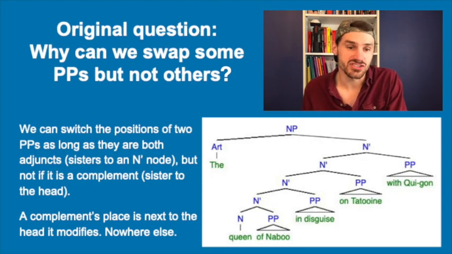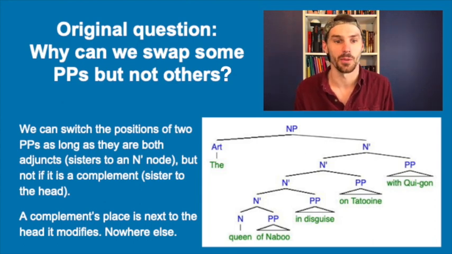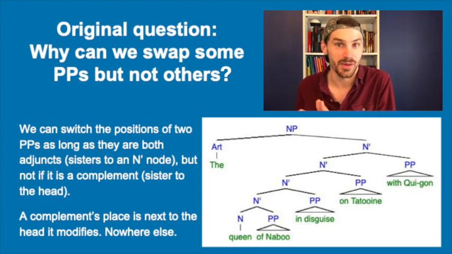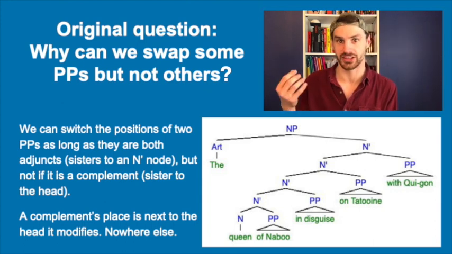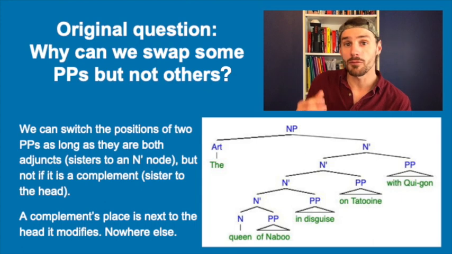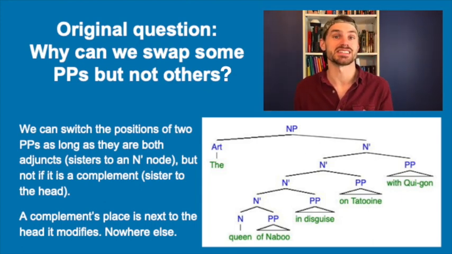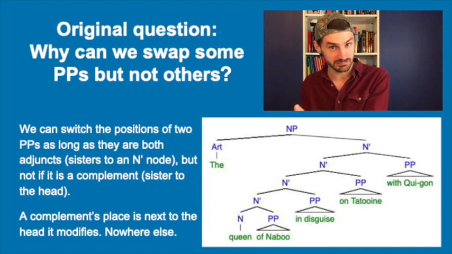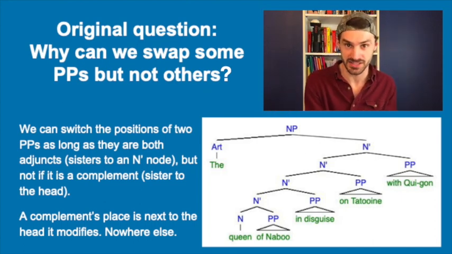So this is the answer to the question that I originally asked about 10 slides ago. Why is it that we can't switch the order of some of these PPs, specifically PPs that use the preposition of, usually? Hopefully by now you can answer that question for yourself. It's simply because the PP on Tatooine is not a complement, and it cannot fill that complement spot.